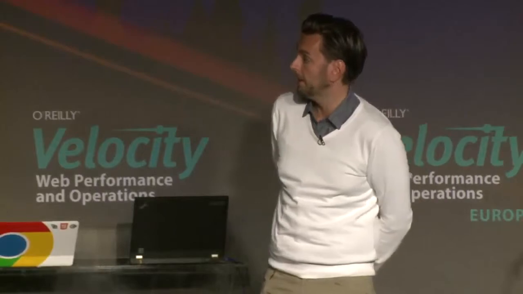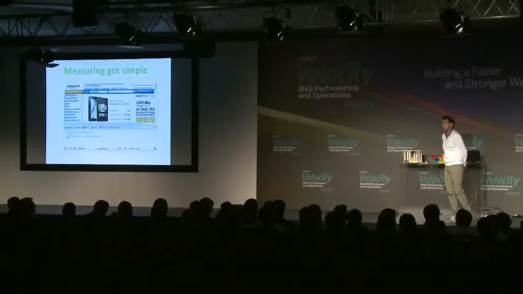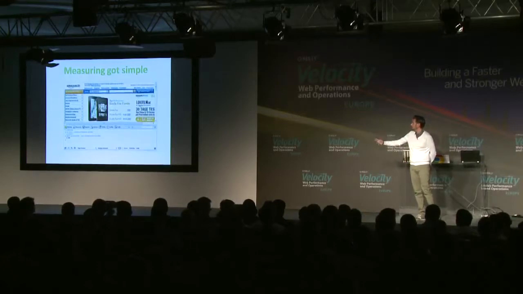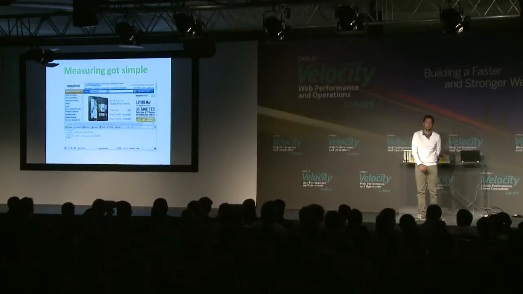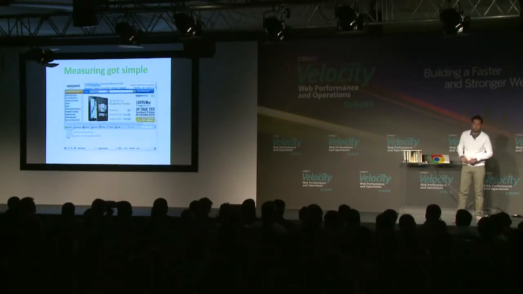So measuring got simple, and I don't know whether you're able to read it, but these two lines of JavaScript down there are all that is needed to figure out how long this page, in this case Amazon, takes to load. It's just accessing window.performance.timing and taking the onload event end minus the fetch start event and figuring out that it takes 3.5 seconds, and you can do it all in JavaScript in the browser.